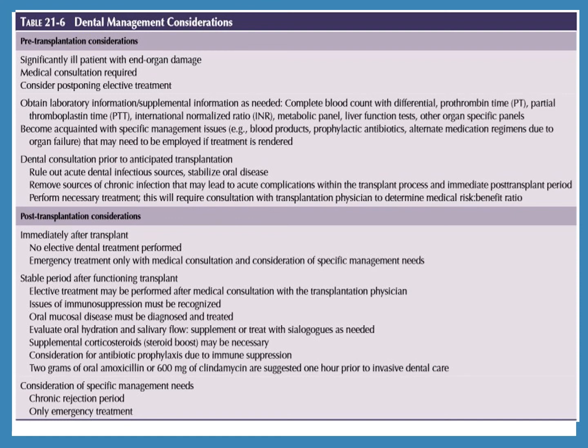Oral mucosal diseases must be diagnosed and treated. It's important to evaluate oral hydration and salivary flow, and supplement or treat the patient with sialogogues. Supplemental corticosteroids may be necessary, with consideration for antibiotic prophylaxis due to immune suppression. Generally, when antibiotics are required, 2 grams of oral amoxicillin or 600 milligrams of clindamycin are suggested 1 hour prior to an invasive dental procedure. For considerations like the chronic rejection period, generally only emergency management treatment is done.